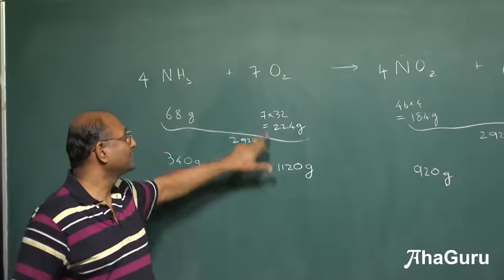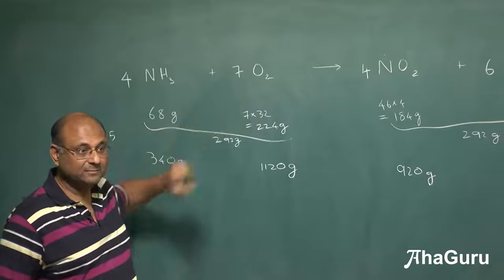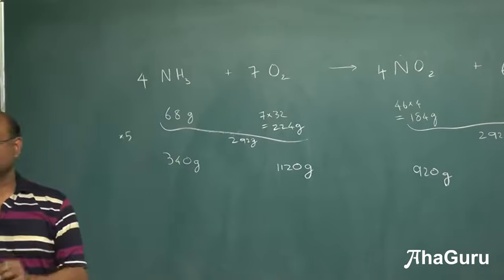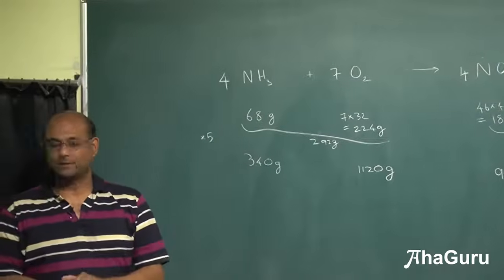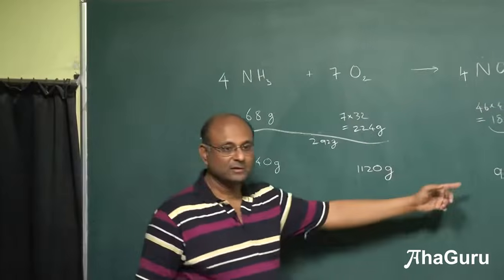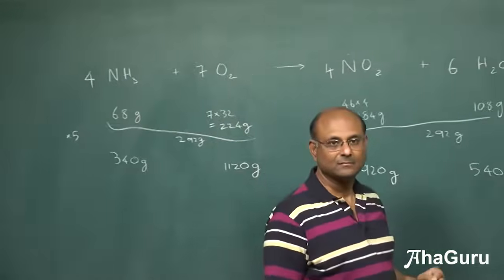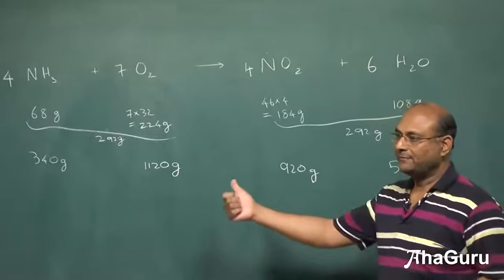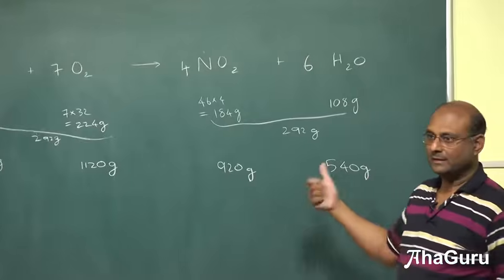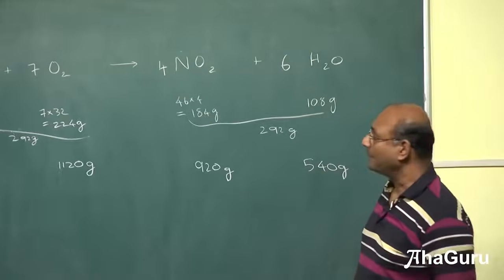The question may not ask you this. The question may not ask you everything. The question may just ask you what is the total mass of oxygen that you need for this reaction. What is the total amount of nitrogen dioxide produced? 920 grams. Is the idea first clear to everybody? How this works? Right? So it is just a matter of proportionality.